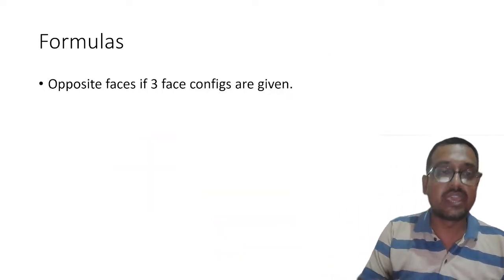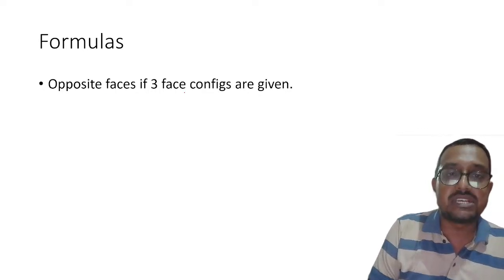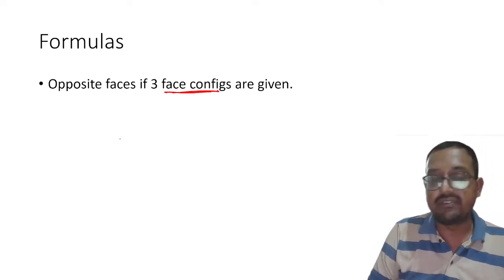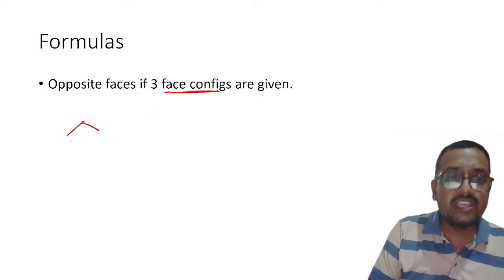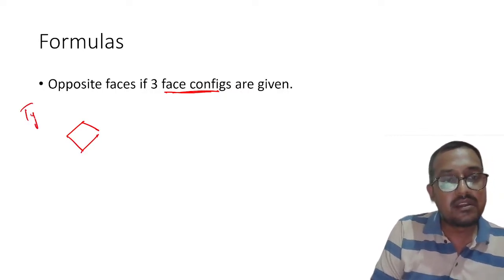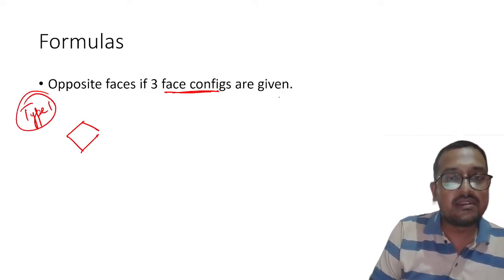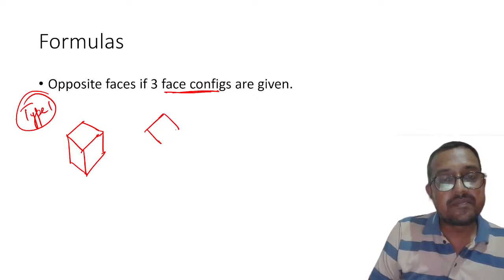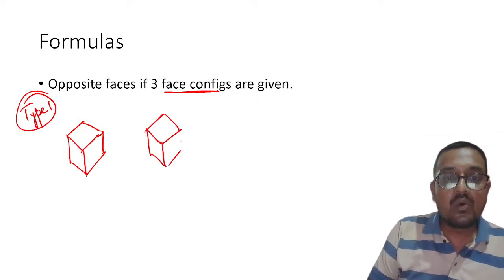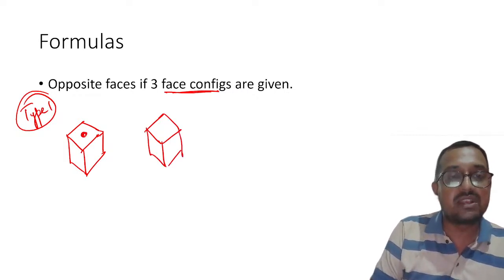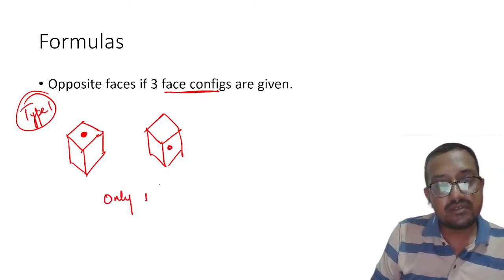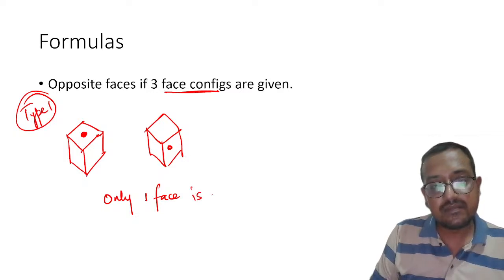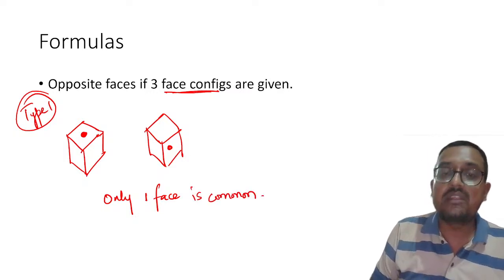Understood? Okay. Now my dear students, the next type of question is 3 face configurations are given. For example, here 2 types of pattern can be asked. Type 1 and type 2. I will come for that, but before that, let me give you this brief overview. So in type 1, what you will see, only one face is common. For example, here 1 is there, here 1 is there. So only one face is common in both the diagrams.